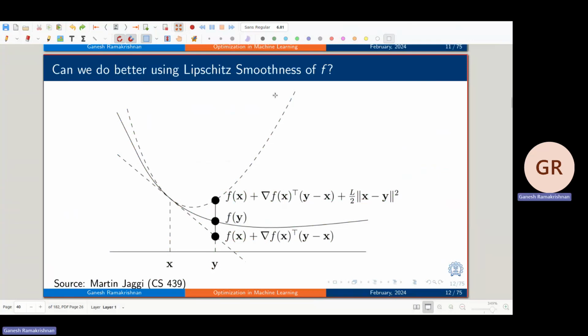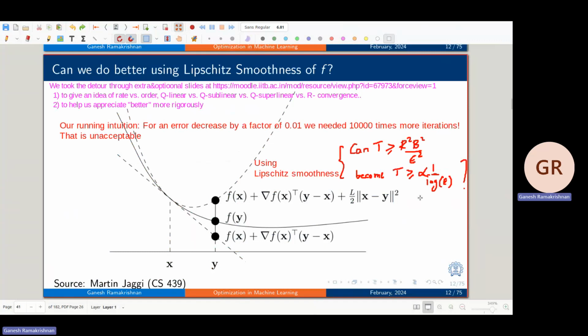Lipschitz smoothness obviously is going to be helpful because you're characterizing an upper bound on the curvature. You're saying, well, the function cannot curve so much. This is what you're saying. Can that reflect in your steps? Okay. So the question is, can T greater than or equal to R square B square by epsilon square become 1 upon epsilon or log of 1 by epsilon or something like that?